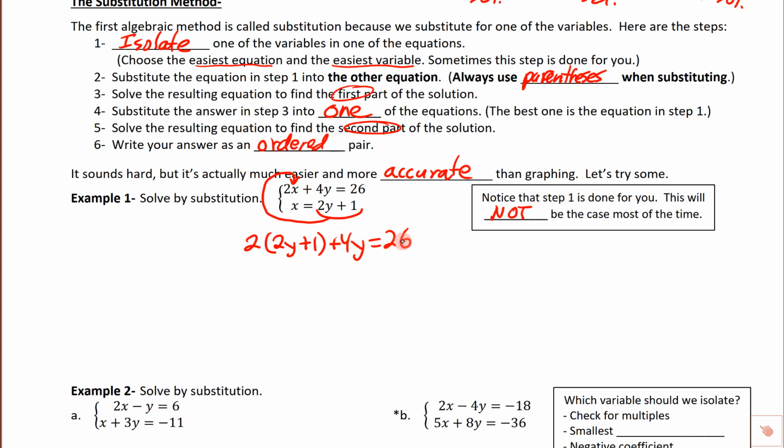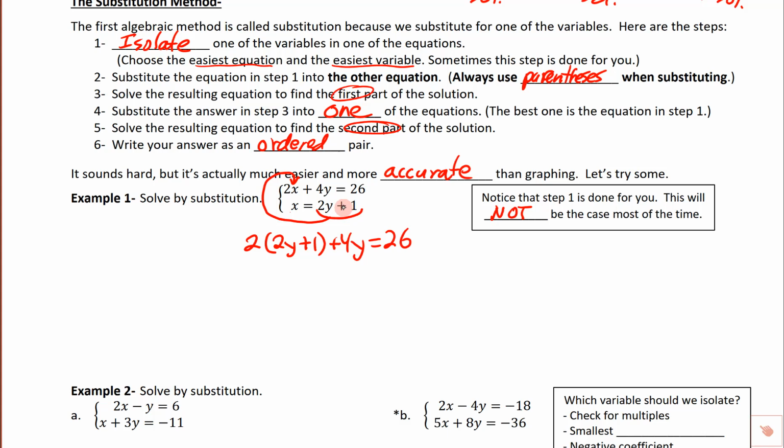So I'm going to pause right here to make sure everybody's clear on what's going on. So I've got the 26, that's right there. I've got the equals, that's right there. I've got the plus 4y, that's right there. I've got the 2, and instead of an x, the only thing that changed from right here to right here is instead of an x, we put a 2y plus 1.